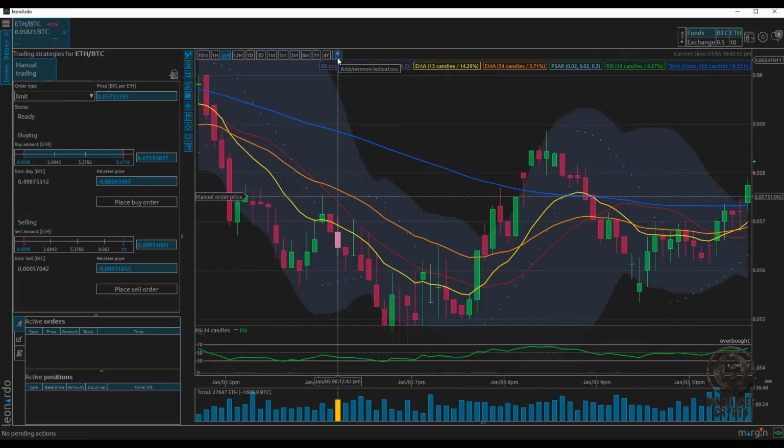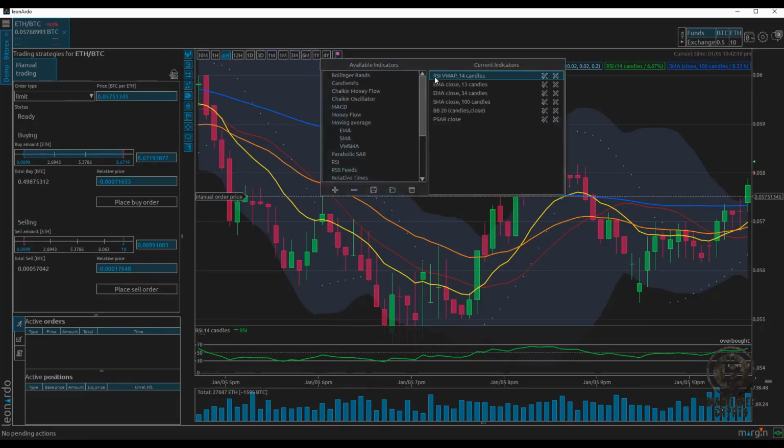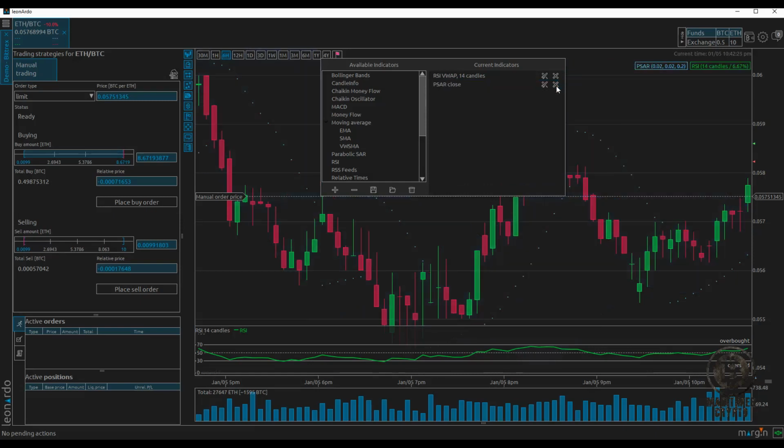What I'm going to do is remove them just to clear up the graphic. To do that, you just go into the indicator flag, and it shows you the active indicators. So I'm just going to click the X to close them, and I'm going to leave the RSI open.